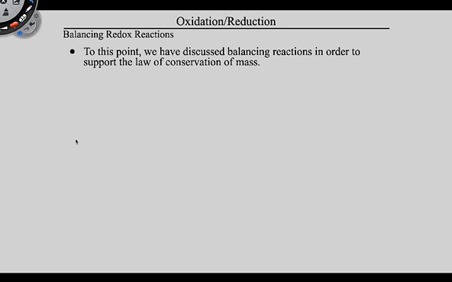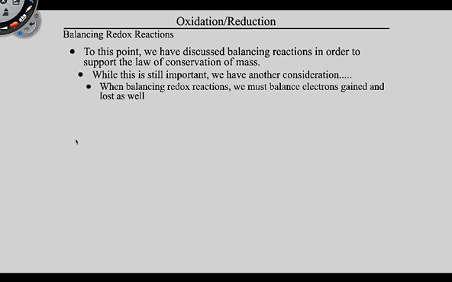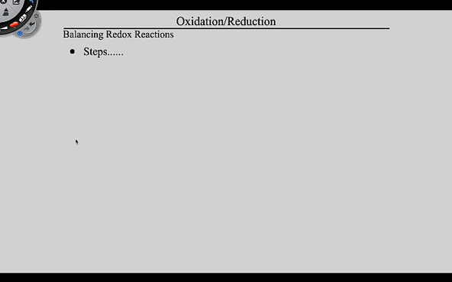Don't write this down. This is the introduction. So guys, we understand to this point in our understanding of chemistry that when we balance equations, what we're doing is we're supporting the law of conservation of mass that says what goes in has got to come out. Well, guys, interestingly, when we balance redox reactions, we not only have to balance the particles, but also the electrons. And in order to do this, there's steps. You want to write these down. So guys, it goes like this. Step number 1 is break the reaction into half reactions.